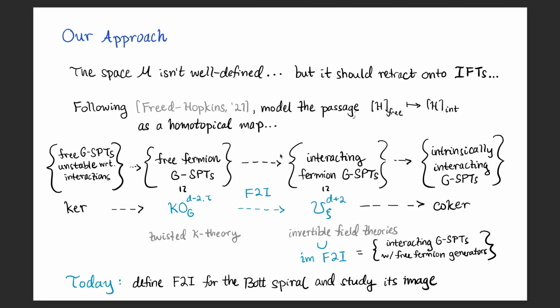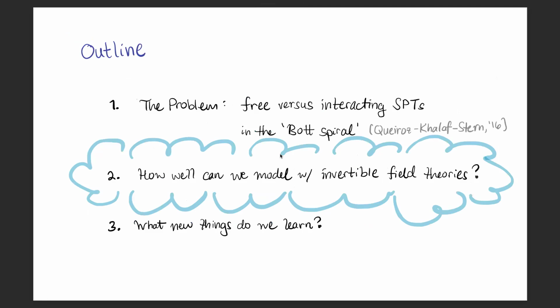So today we're going to look at this F2I, or free to interacting, map for the case of the Bott spiral. And we're going to study its image, because that's what Krulewski and Stern did. They said, let me take a free fermion and see what happens to it. They weren't looking at the intrinsically interacting models there. So that's our goal: let's see how well we can recover what Krulewski and Stern did by physical methods using homotopy theory.